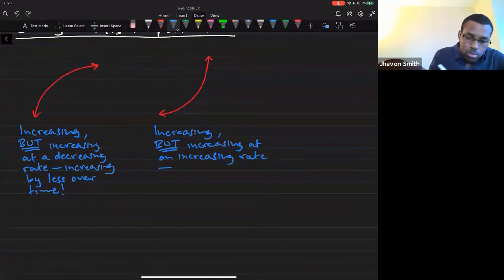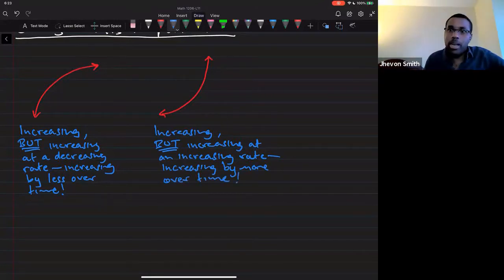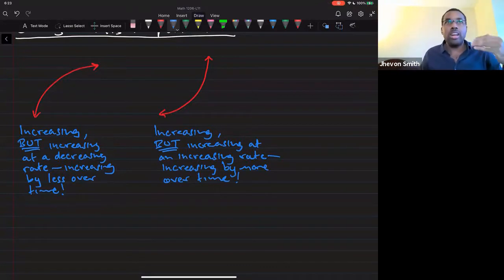Right? So that's increasing by more over time. Right? So it's not just like, oh, my graph is shaped like a smiley face or a frowny face, whoop-de-doo. No, it actually means something. It means whatever behavior is going on, it's either accelerating or it's decelerating, right? It's actually happening faster and more, or it's happening slower and less, right? So the same behavior is occurring, but there's a change in how that behavior is occurring.